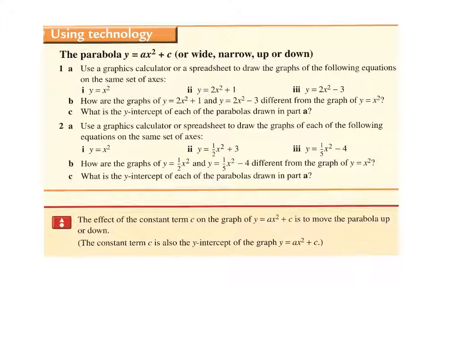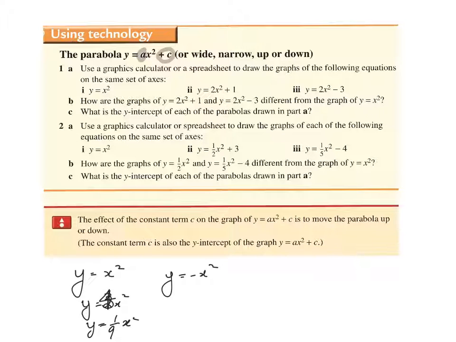Okay, with this video we're now going to be discussing a little bit about what actually happens when the C value changes and when the A value changes. So up until now we've been dealing with mostly y equals x squared and y equals negative x squared. We introduced in the last video what happens when the value on the outside gets bigger, and we also introduced what happens when the value on the outside gets smaller.